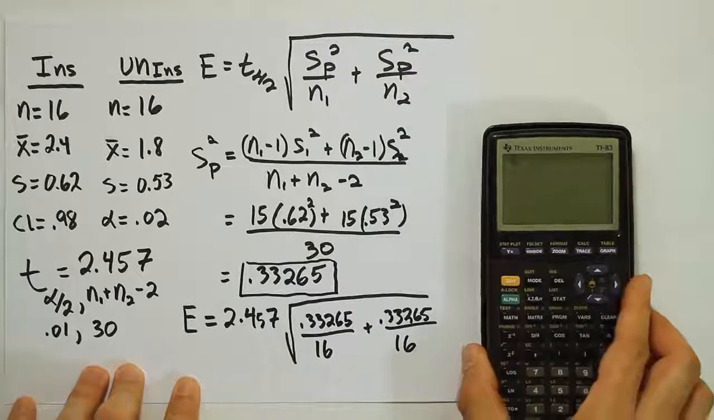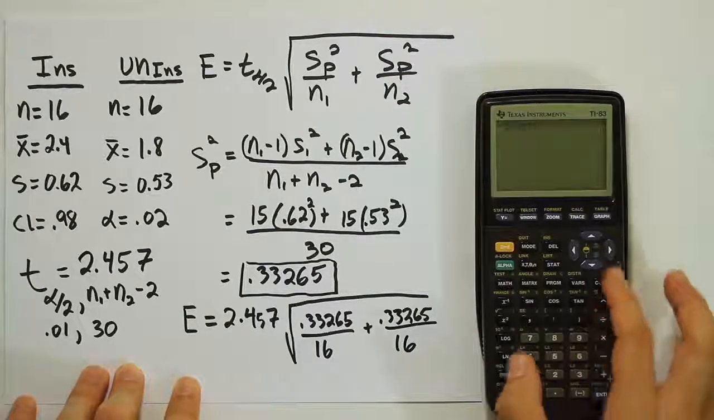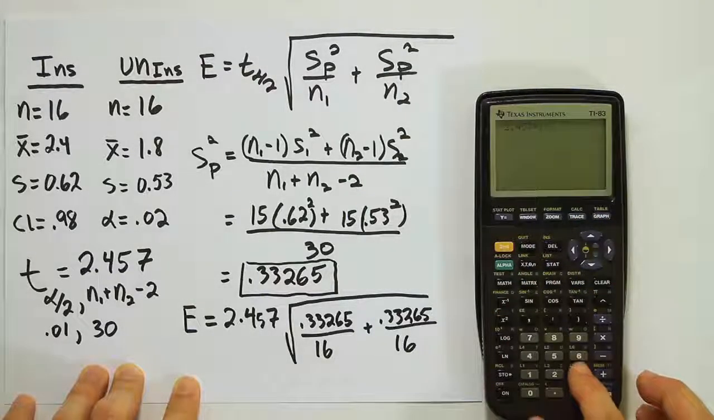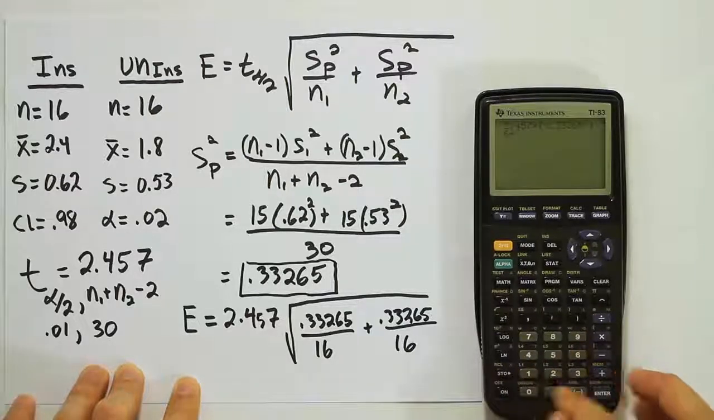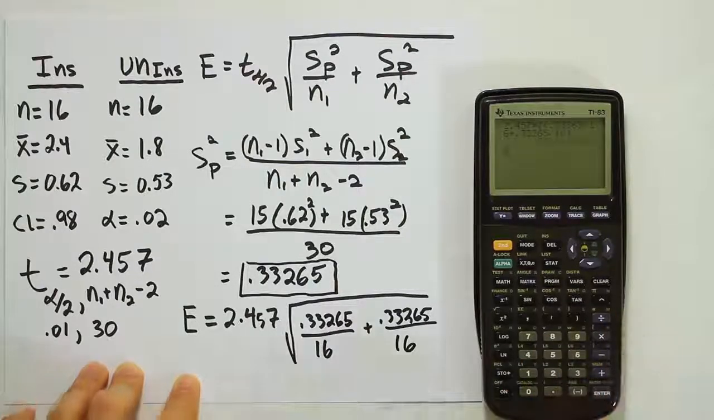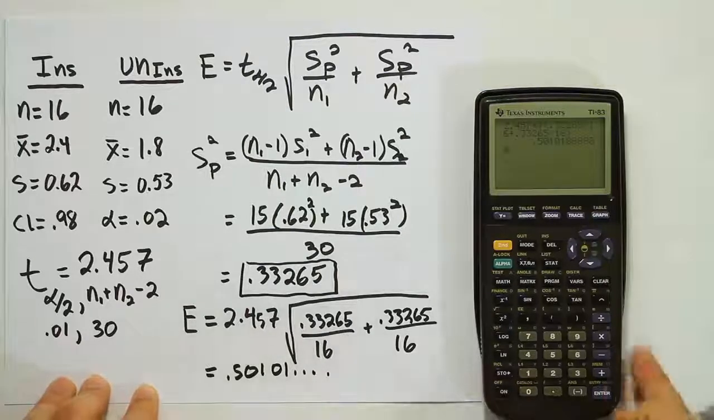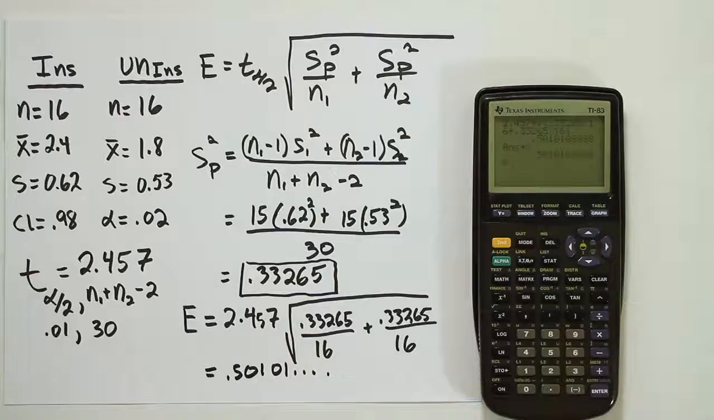So we end up having for our first number 2.457 times the square root of 0.33265 divided by 16 plus 0.33265 divided by 16. All right, plug that in, we end up with 0.50101 dot dot dot, and then just on and on. I'm going to store that in our calculators. So I'll store it as x, and I can come back and use that in a moment when I finish the problem.